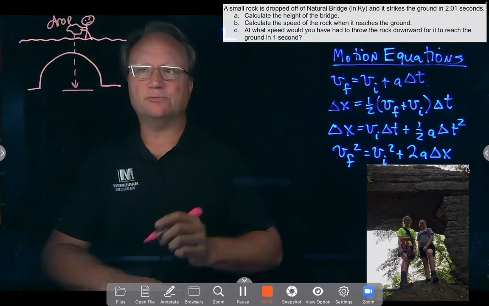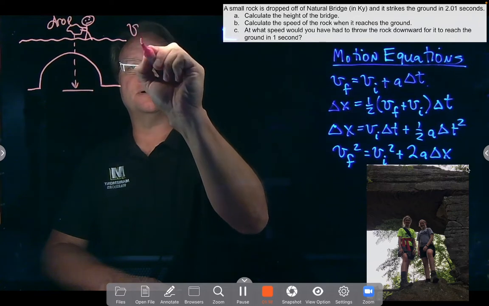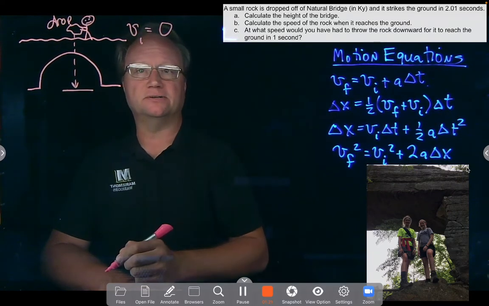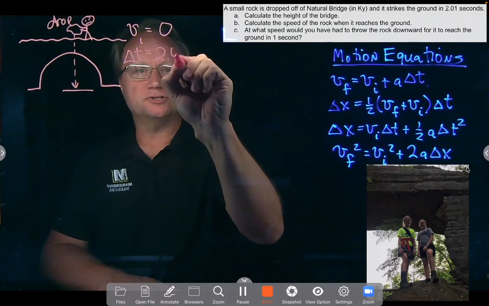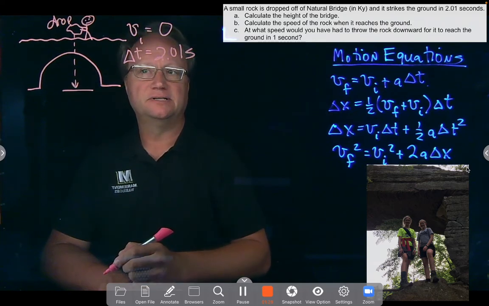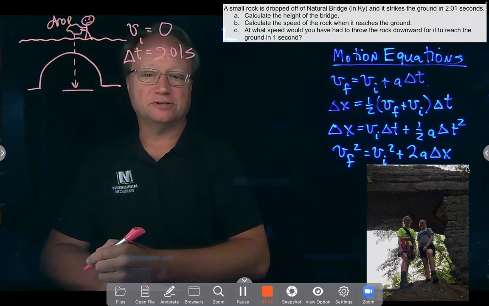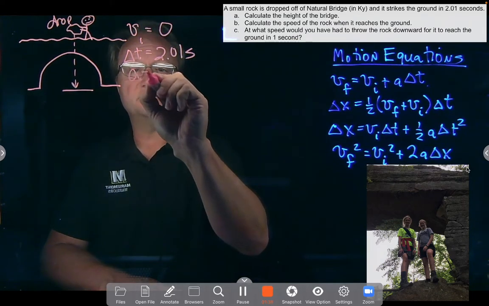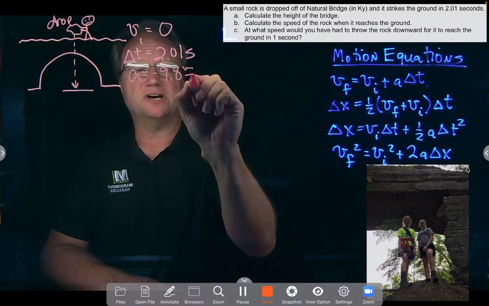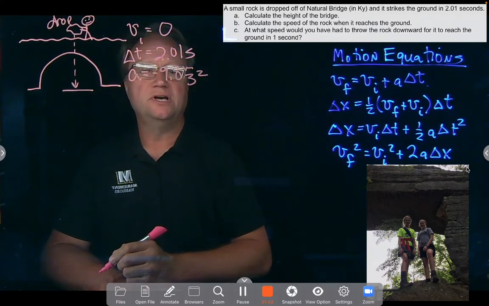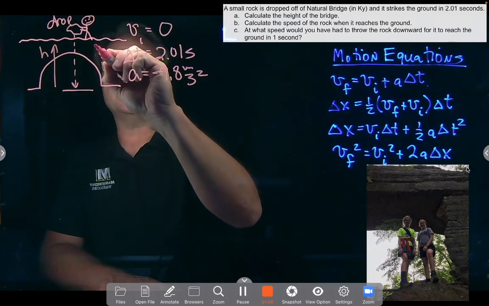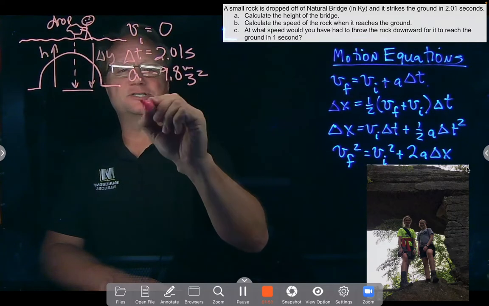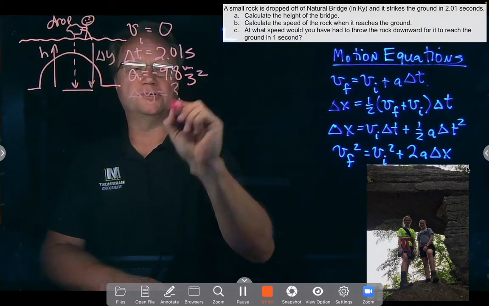So the specific data that we know, first of all, you drop it, so that means the initial velocity will be 0. It takes a time period of 2.01 seconds to reach the ground. And it's in free fall motion because after it leaves your hands and before it strikes the ground, nothing else is acting on it besides gravity. So then the acceleration is a negative 9.8 meters per second squared. What we want to find is the height of the bridge, which is going to be equal to the displacement that the stone falls through.